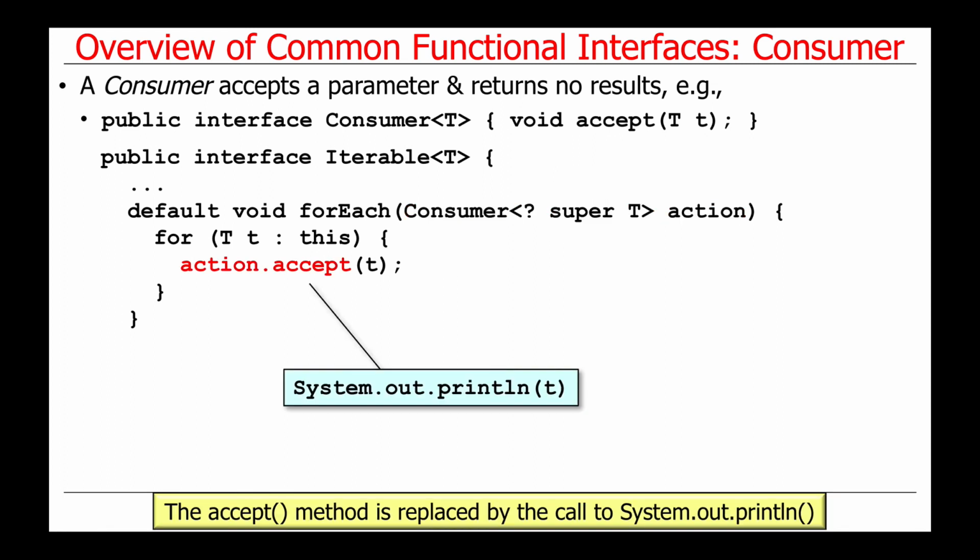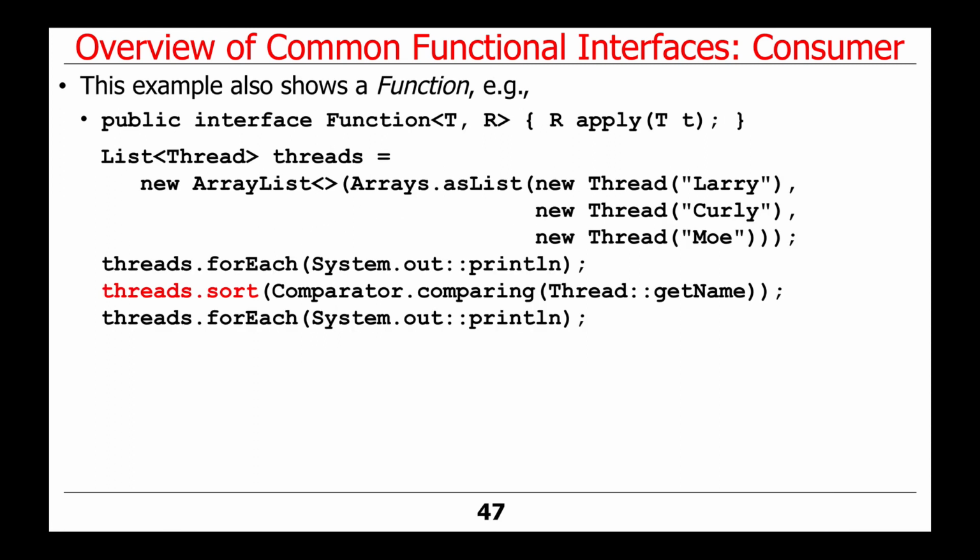And then it's going to iterate through every element that we have in the Iterable. For each element T of type T that's available as part of this interface implementation, we're going to call the accept method with the value T as the parameter to accept. What that's doing in this example is printing out each element, each name of the thread, because the thread has a name like Larry, Curly, or Moe. That's being printed out when accept is called, because that is ultimately being implemented by System.out.println. This example can also be used to illustrate the use of a function.